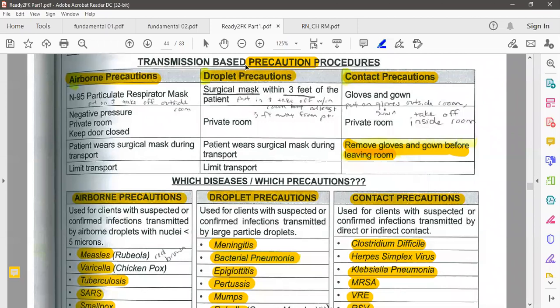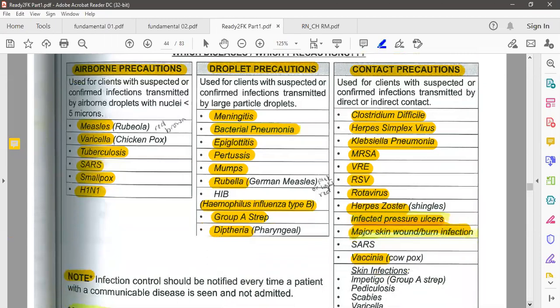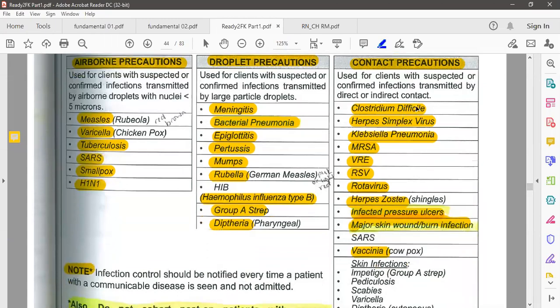What are the examples of droplet? Pneumonia, influenza, meningitis, rubella, right? Contact precaution. So examples of contact precaution: Clostridium difficile, herpes simplex virus, Klebsiella pneumoniae, MRSA, VRE, RSV, rotavirus, herpes zoster, infected pressure ulcer, or major skin wound, burn infection, or any kind of cowpox, and is it chickenpox.